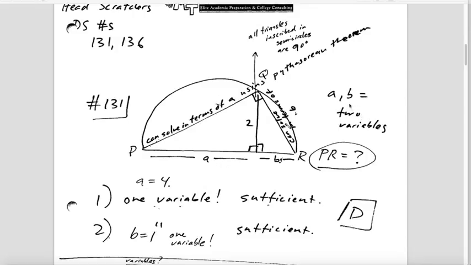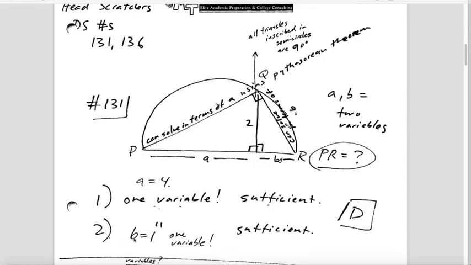And so really all we have here is we have a situation where we have 2 variables and we need to get it down to 1, right? So what's our first situation here? Well, okay, it tells us that A equals 4. Well, obviously, if A equals 4 and we know PR in terms of A and B, then we can substitute A and then solve for B. Then we'll have both A and B, so we can add them together to get PR. So that is, in fact, sufficient.